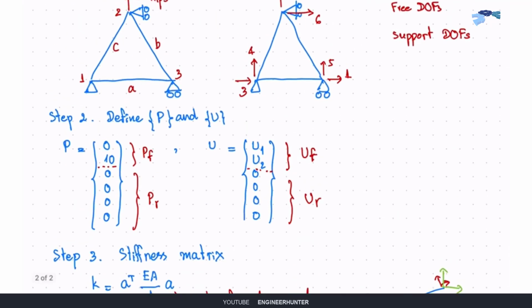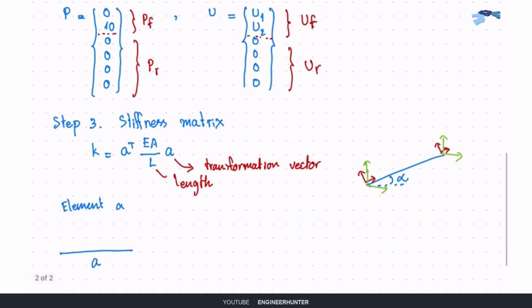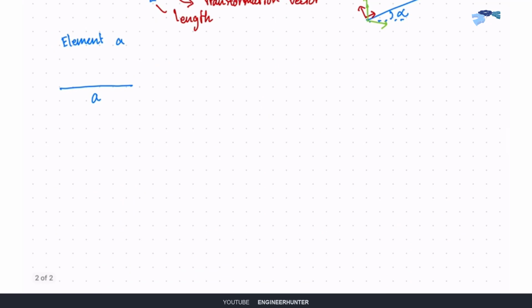We have this degree of freedom that associate with the element A. So it will be 3, 4, 1, and 5.